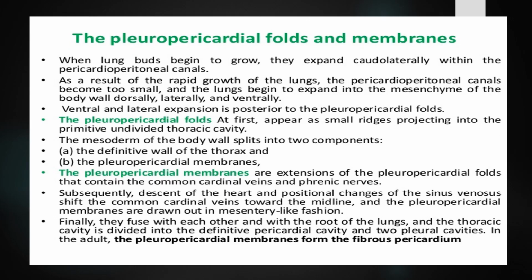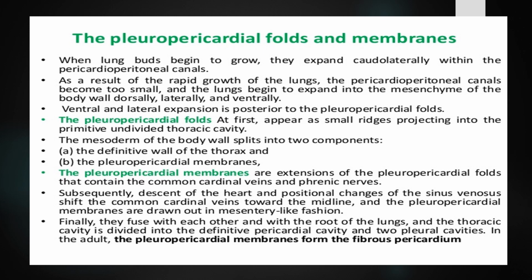So, when the lung buds begin to grow, they expand caudolaterally within the pericardio-peritoneal canals. As a result of the rapid growth of the lungs, the pericardio-peritoneal canals become too small and the lungs begin to expand into the mesenchyme of the body wall dorsally, laterally and ventrally, meaning on every aspect. The ventral and lateral expansion is posterior to the pleuropericardial folds.